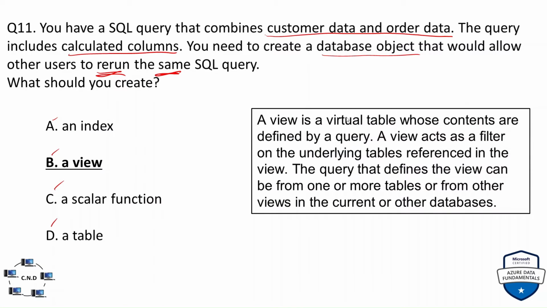So the view is a virtual table whose contents are defined by a query. A view acts as a filter on the underlying table referenced in the view. The query that defines the view can be from one or more tables or from other views in the current or other databases.